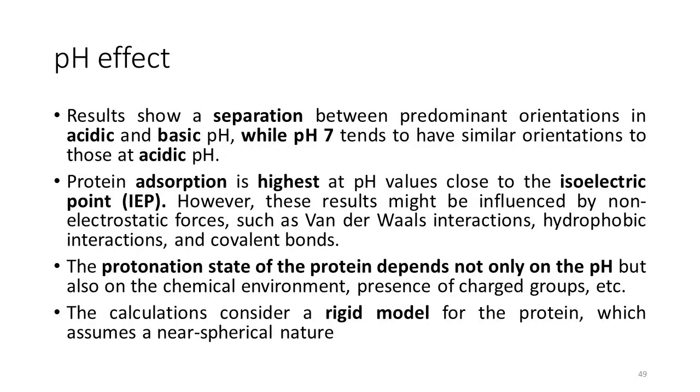For the experimental variable of the pH, I can mention that it's possible to appreciate a separation between the orientations when I make the calculation with acidic pH or basic pH. Also, I need to mention that the orientations at neutral pH tend to be similar to those obtained at acidic pH. They are relatively similar. It's not very clear, but if you see the table, you can see that there is some pattern in the separation between acidic and basic pH.